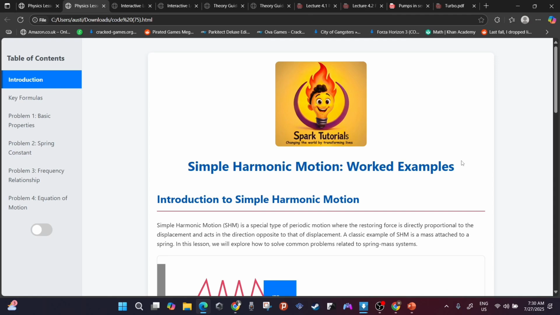Simple harmonic motion is a special type of periodic motion where the restoring force is directly proportional to the displacement, right? And it acts in the direction opposite to that of displacement. So a classic example of SHM, which stands for simple harmonic motion, that you may know of, is a mass attached to a spring. So in this lesson, we'll explore how to solve common problems related to spring mass systems, because that's kind of the first thing we do.